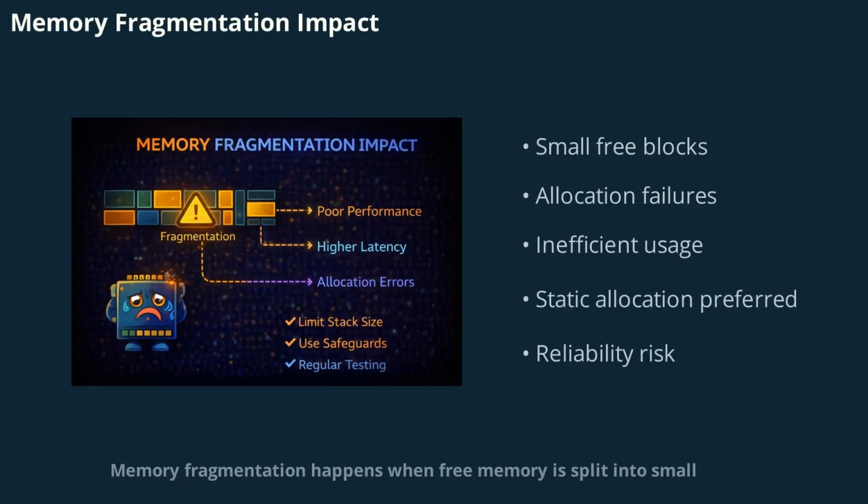Memory fragmentation happens when free memory is split into small non-contiguous blocks, making it difficult to allocate large chunks of memory. In embedded systems, this can lead to inefficient memory usage and even system failures if critical allocations can't be made. Avoiding fragmentation often means favoring static or pooled memory allocation and minimizing dynamic allocation. Understanding and managing fragmentation is key to building reliable, long-running embedded applications.